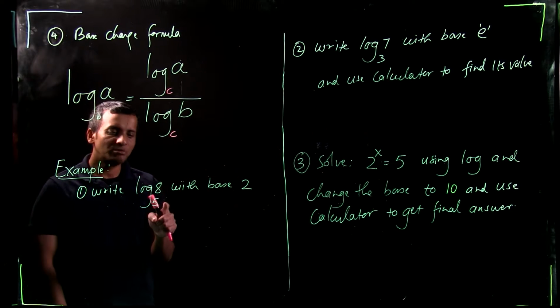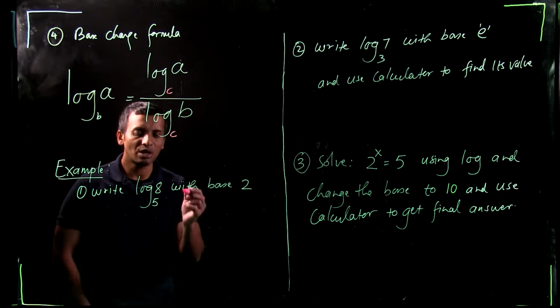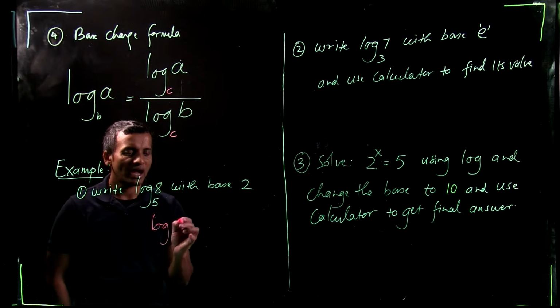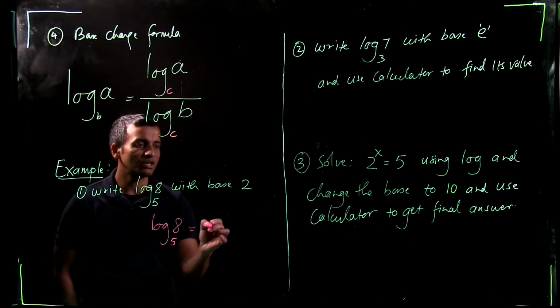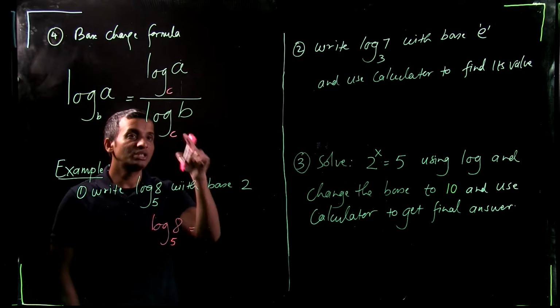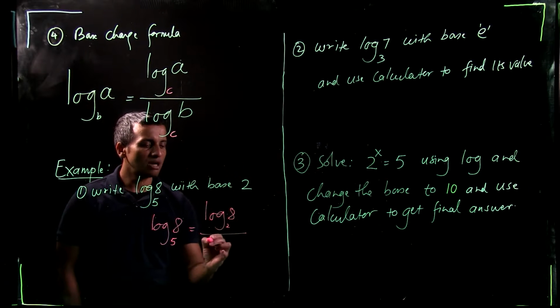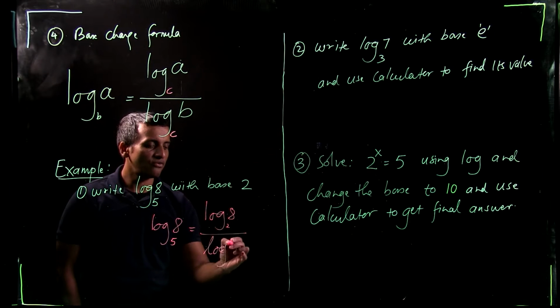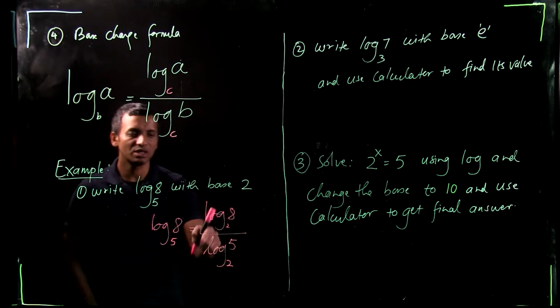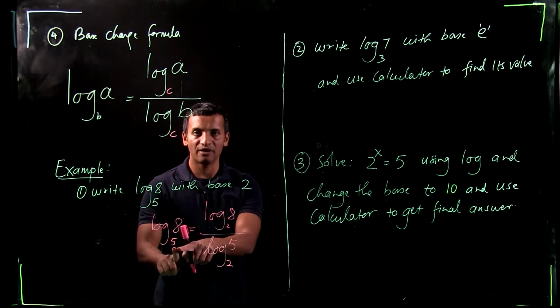Okay, let's see this example. Write log of 8 with base 5 with base 2. So how do you write that? You want to write it with base 2, so c is 2 here. So you can write log of 8 with base 2 divided by log of 5 with base 2. That's the base 2 form for log of 8 with base 5.